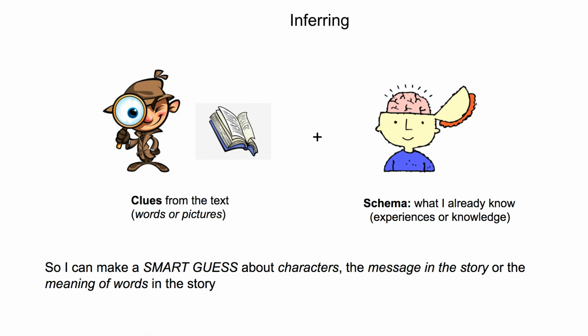Well, you use the clues from the text, that means words or pictures, and you use your schema. You use what you already know, your experiences or knowledge. And there's a lot that you can infer or guess about the story by using these two things. Let's take a look at an example.